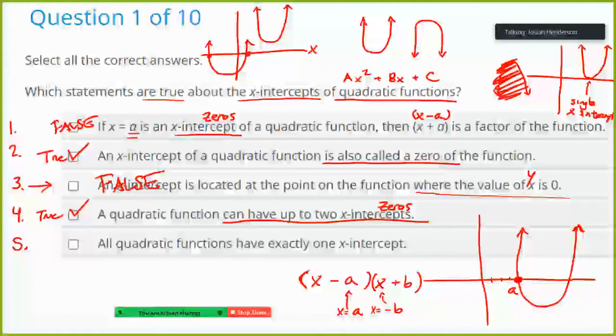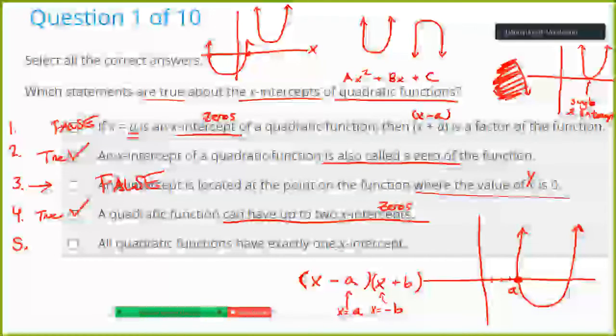So that means our last one has to be false. All quadratic functions have exactly 1 x-intercept. Not true. False. Because we know that they can have 2, and most of them will have 2 x-intercepts. Or they could have 0.